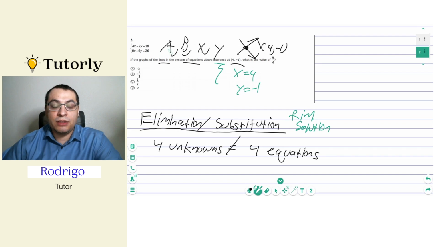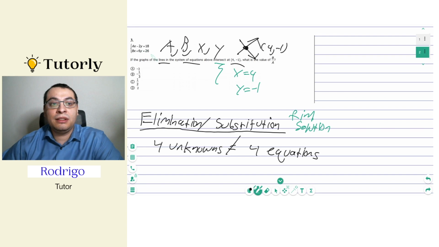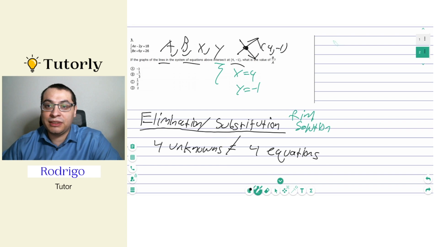So in our case, for our two equations, since we know that the point (4, -1) lies on both graphs, when we plug in x is equal to 4 and y is equal to -1, then the left-hand side must equal the right-hand side with those values plugged in, and that allows us to solve for a and b. So let me go ahead and show you how to solve for a and b using that information.